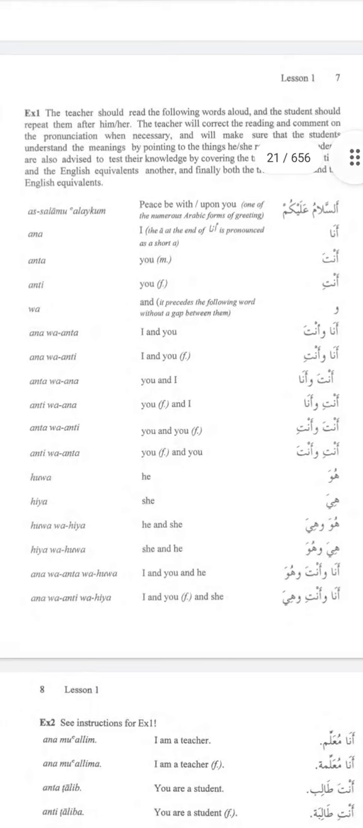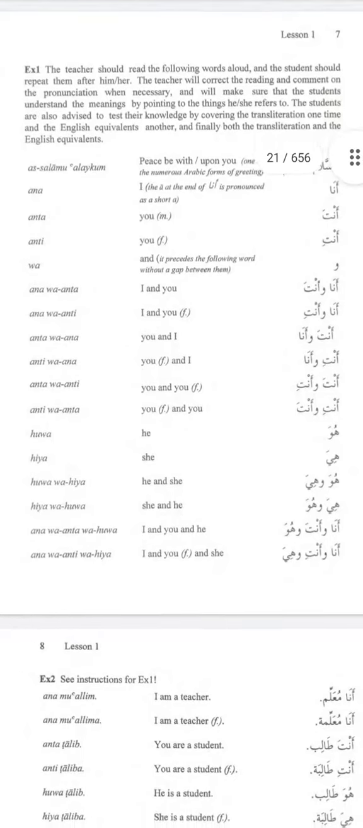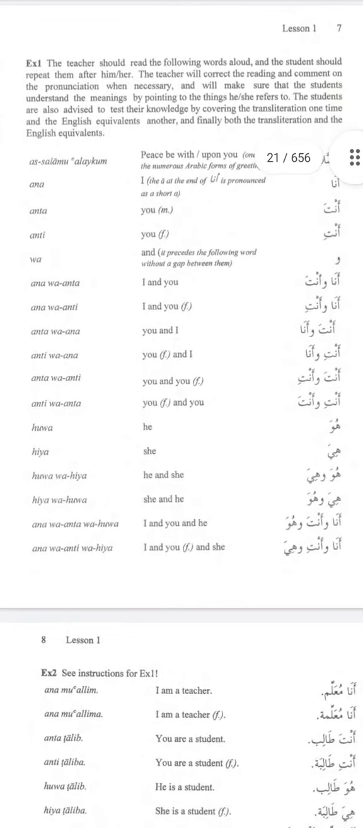Ana wa anti, I and you female. Anta wa ana, you and I. Anti wa ana, you female and I. Anta wa anti, you male and you female. Anti wa anta, you female and you male.